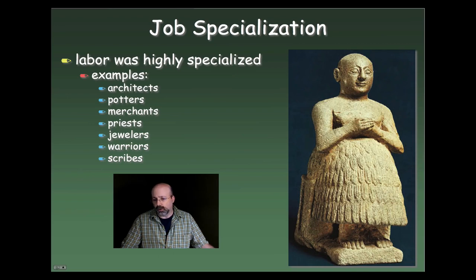Priests, of course, would interpret their religious beliefs and run the temples. Jewelers would create jewelry. Warriors might be obviously trained at fighting, but also how to use weapons and how to defend people. And of course, scribes were people who could read and write. They might be the priests, but they might also be record keepers as well. So in Mesopotamia, these were examples of specific jobs that people would have had that were very specialized type jobs.